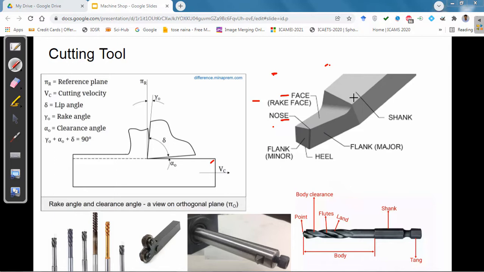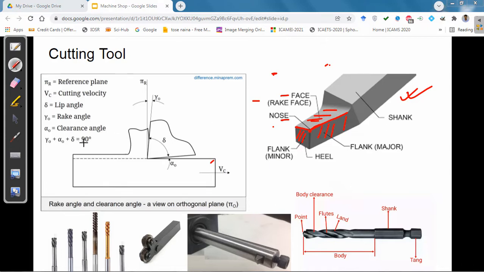Okay, so here you can see a typical turning tool, and some of the very important parts, like this one is the shank, and this surface is called the major flank surface, and this one is the main rake surface, and this one is the minor flank. So these are the important surfaces, and this one is the primary cutting edge. And this one is the secondary cutting edge, you can say. And other than that, here is the nose. This part is called the heel.